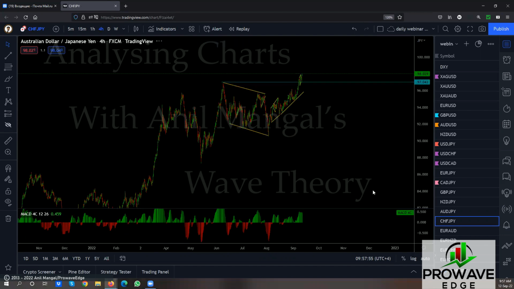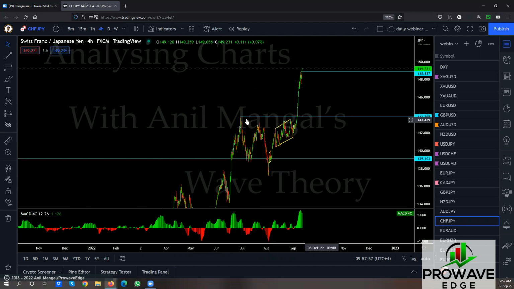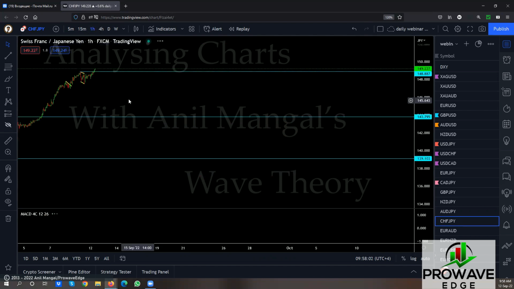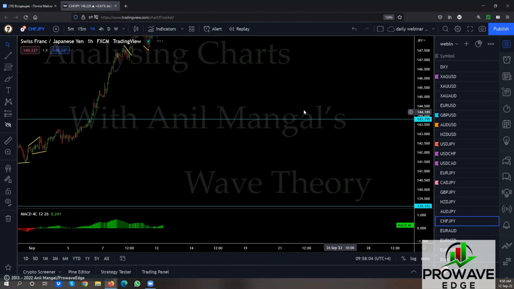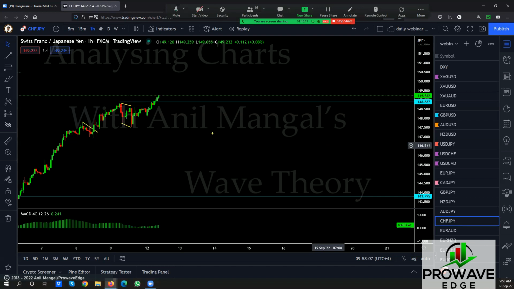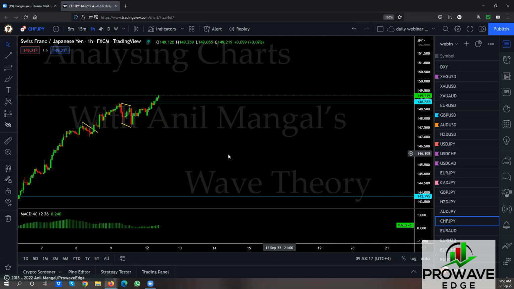So let's see. Swiss yen. You could be in it. It has a flag at the top there. Let's see in the 1 hour. Yep. You would have a second flag to buy from. So the flag we were buying was this one. 1, 2, 3. But then you had this one. So you could have bought it from here. Right? Because this would be a smaller flag inside of that.